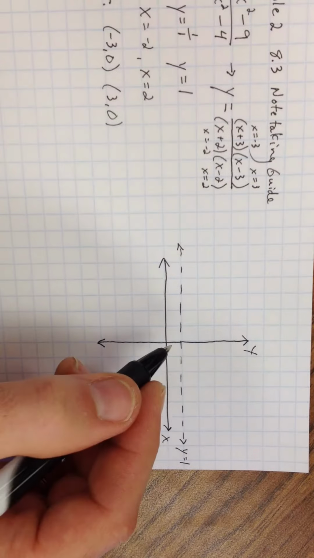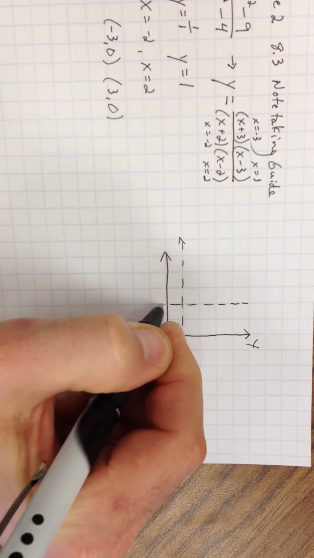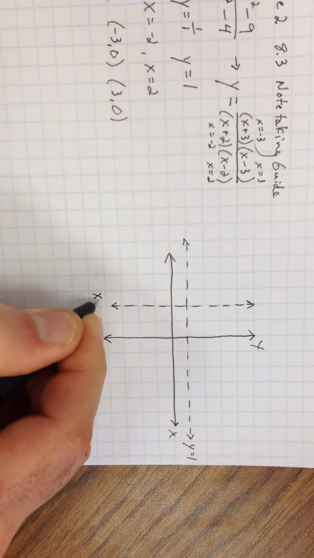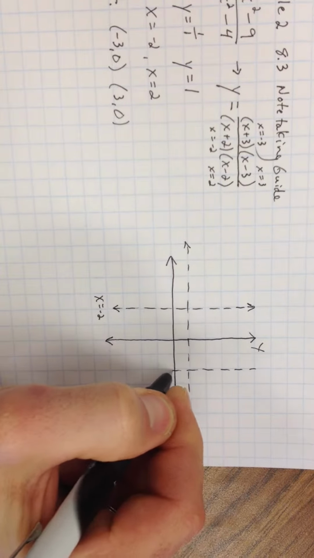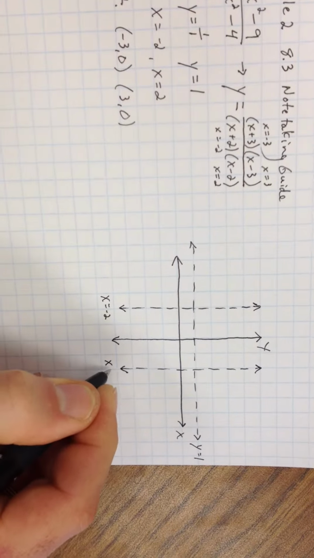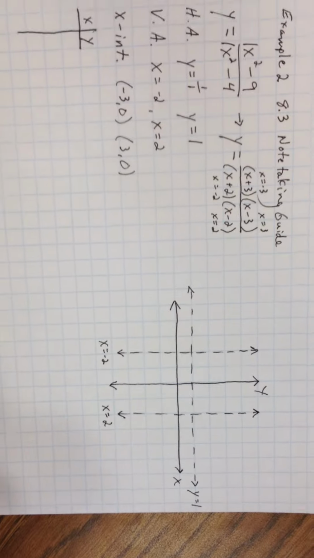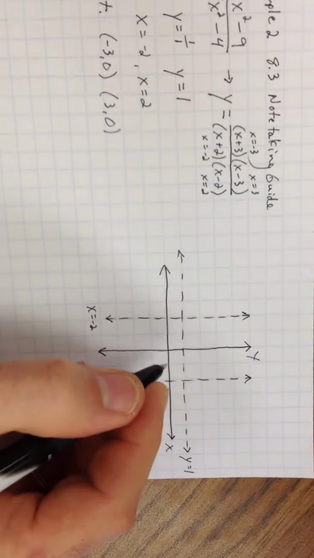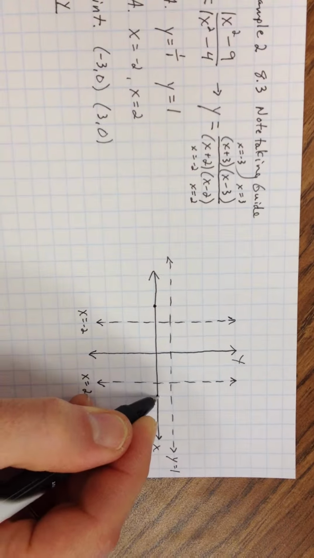And then we have our vertical asymptotes at negative 2, and positive 2. Arrows letting everyone know they go on forever. Then if we look back, we also have our x-intercepts at negative 3, 0, and 3, 0.